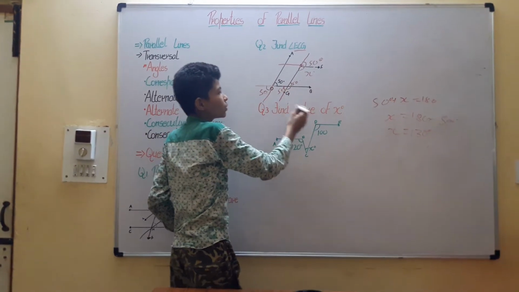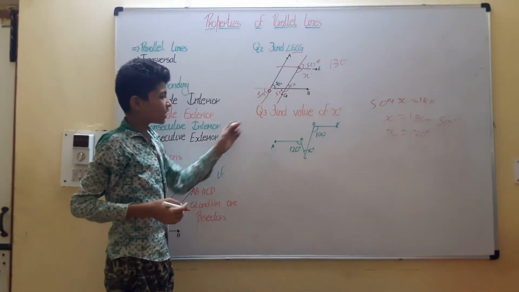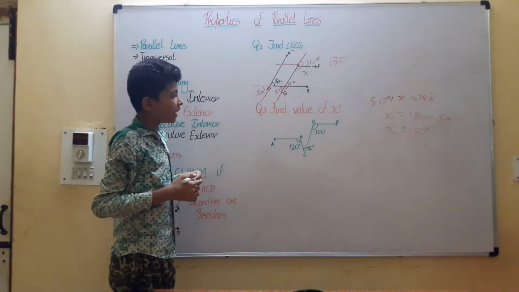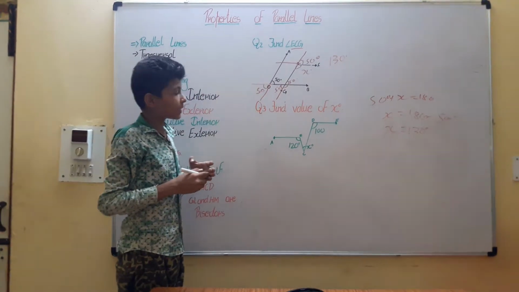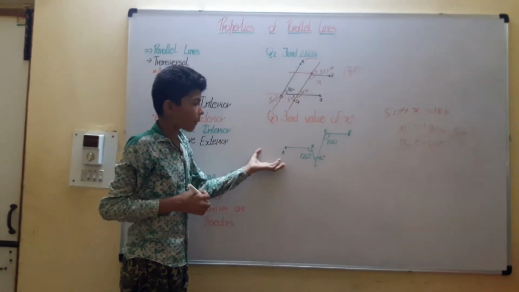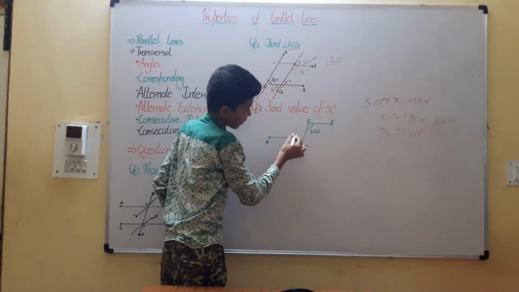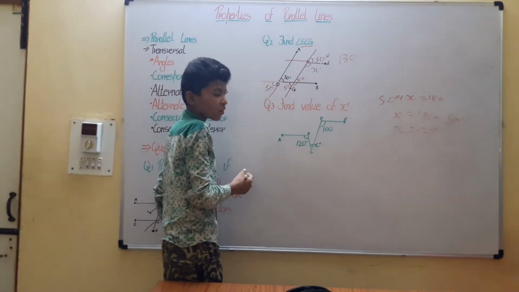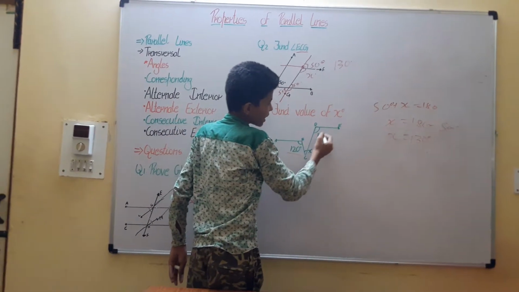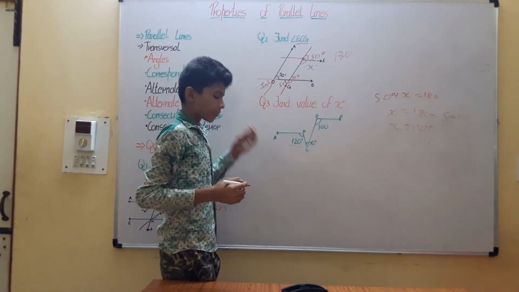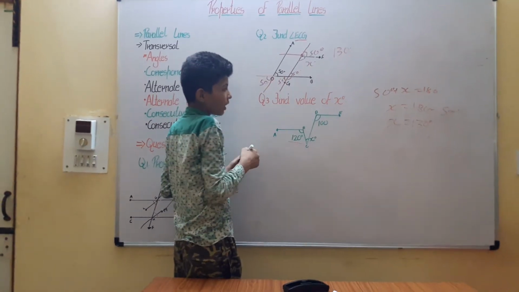So angle ECG is equal to 130 degrees. So let's move to the last question, in which we have to find the value of x. First let's try to understand the question. Angle ABC is given as 120 degrees, and angle CDE is given as 100 degrees.